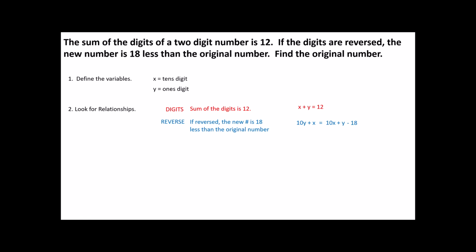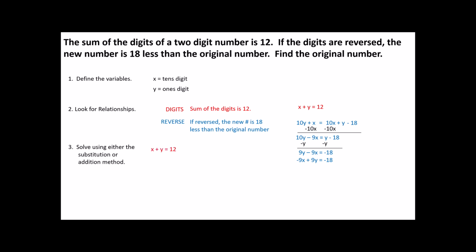Once again, this is a little bit messy, so I'm going to use my property of equality to move the 10x. I'm going to use my property of equality to move my y. And then I'm going to make that minus 9x into a negative 9x and use my commutative property again.